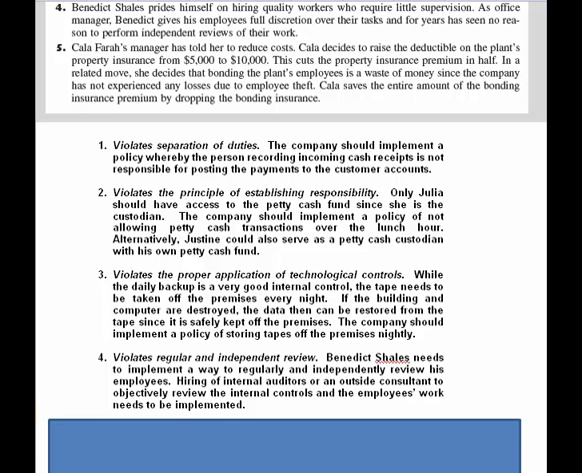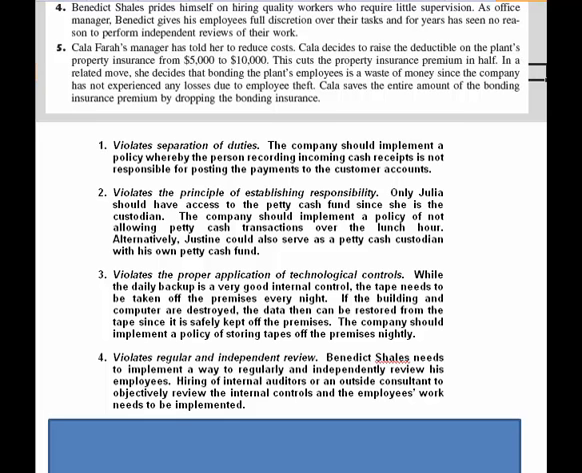Hiring of internal auditors or an outside consultant to objectively review the internal controls and the employees' work needs to be implemented. Okay, let's take a look at number 5. To the left of my mouse, Kayla Farah's manager has told her to reduce costs. She decides to raise the deductible on the plant's property insurance from $5,000 to $10,000. This does cut the property insurance premium, cuts it in half.